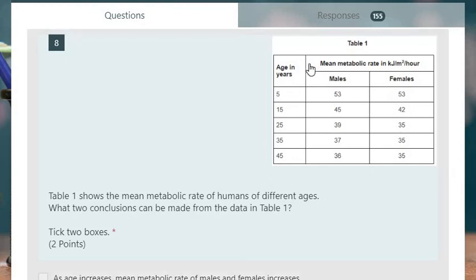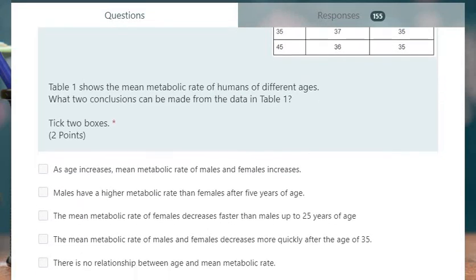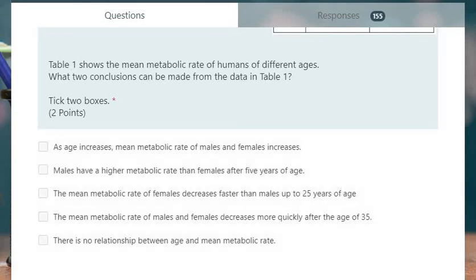Number 8, we've got this results table here, showing mean metabolic rate of humans at different ages, and it's divided into males and females. What 2 conclusions can be made from the data in the table? So we had these options here. The correct ones, and you get a point for each, but this one, the second one, males have a higher metabolic rate than females after 5 years of age. And then the third one, the mean metabolic rate of females decreases faster than males up to 25 years of age. The other 3 were all incorrect.